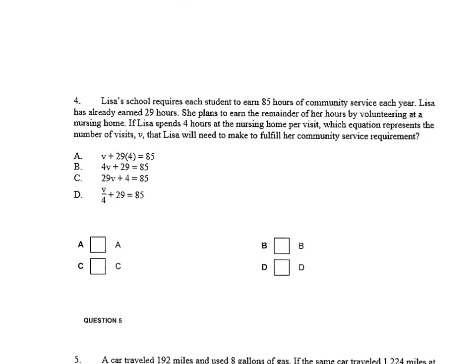Number 4, Lisa's school requires each student to earn 85 hours of community service each year, so that's a total. Lisa has already earned 29 hours. She already has that. She plans to earn the remainder of her hours by volunteering at a nursing home if she spends 4 hours at the nursing home per visit. There's a word that tells you that's where your variable should go. Which equation represents the number of visits?